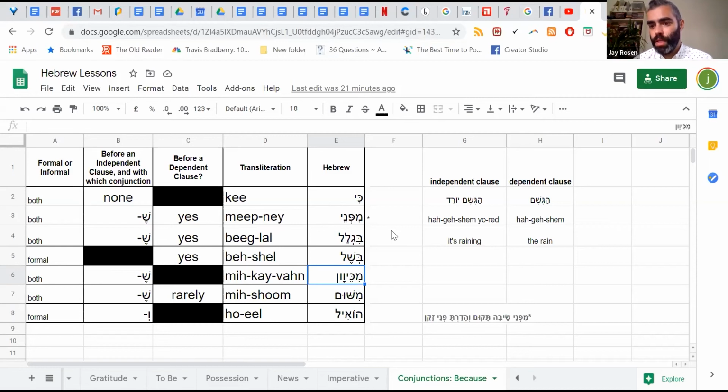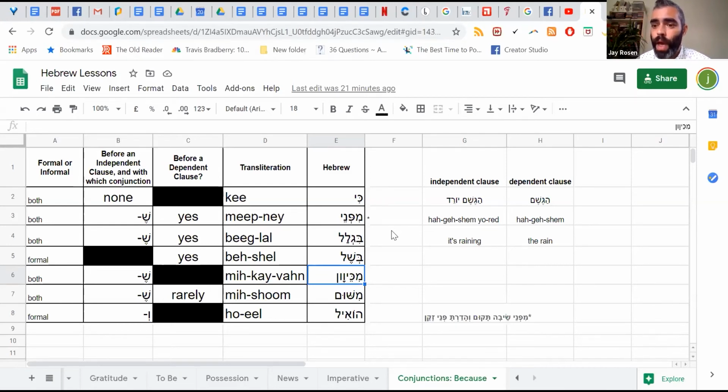We have a lot of words in Hebrew for because. What can I say? We like to explain why we do things to people and try to convince them perhaps, which is why we have all these, or for whatever reason. Okay, so all of these can be used for because. And then we have this last one, ho'il.